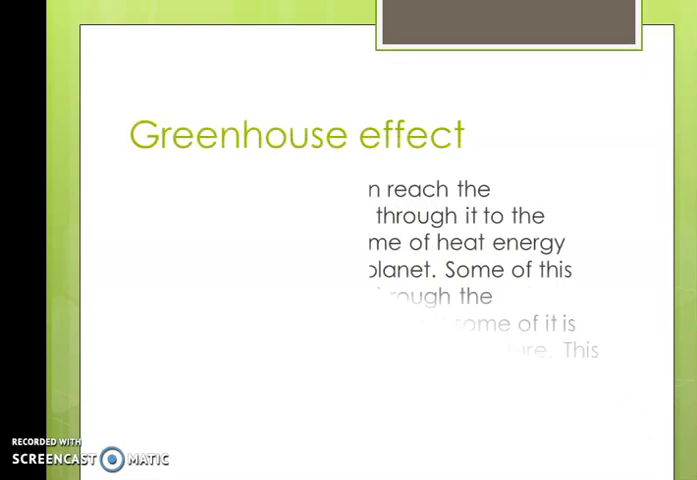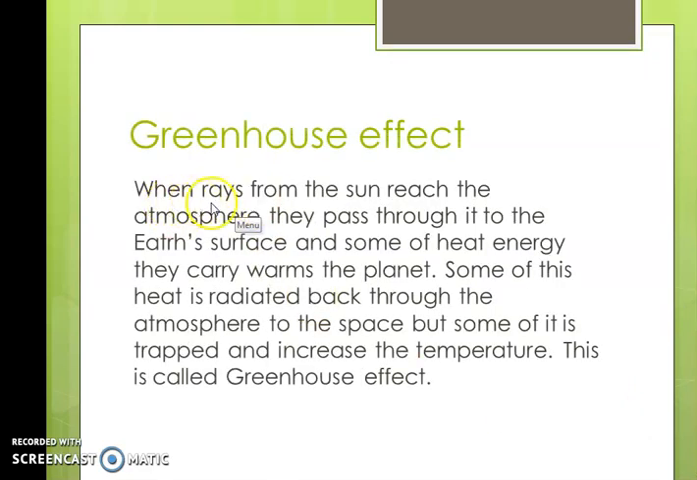Let's have a look at the definition of the greenhouse effect. When rays from the sun reach the atmosphere, they pass through it to the Earth's surface, and some of the heat energy they carry warms the planet. Some of this heat is radiated back through the atmosphere to space, but some of it is trapped and increases the temperature. This is called the greenhouse effect.